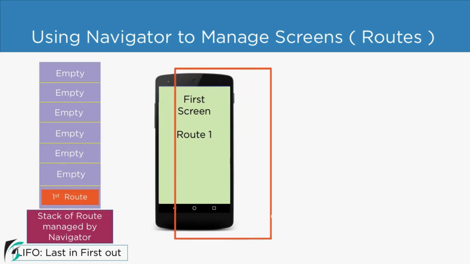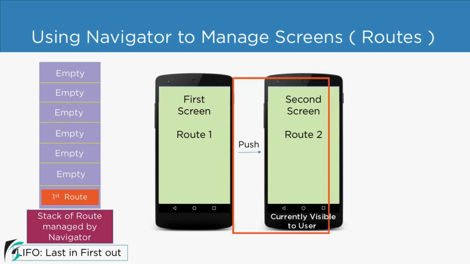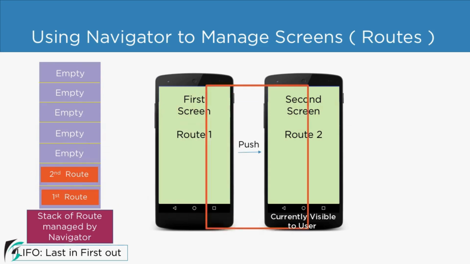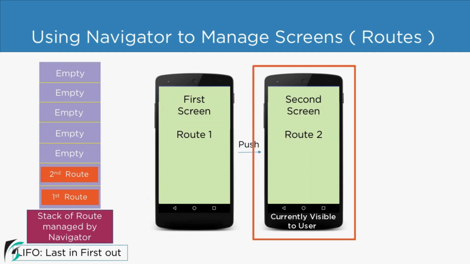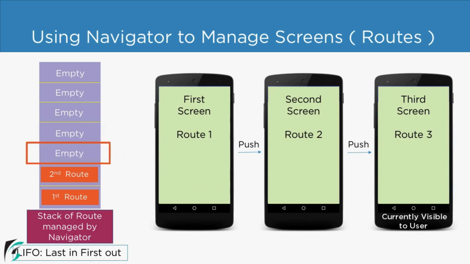Now from route 1, we move to our route 2, which is our second screen. So in that case, our stack will be filled by the second route. Now notice here that the element which is present on the top of the stack is always visible to the user. For example, here we have route 2 on top, so the second screen is visible to the user. Now again, from route 2 we move to route 3, that is our third screen. So similarly, our third route will be added to the stack, which will be visible to the user. Now whenever we push a route to the stack, we perform the push operation.